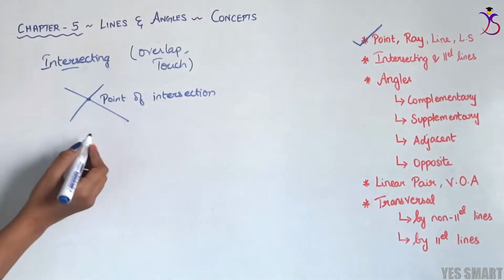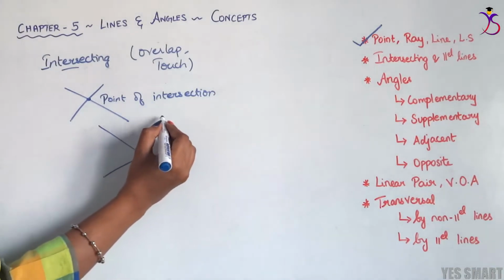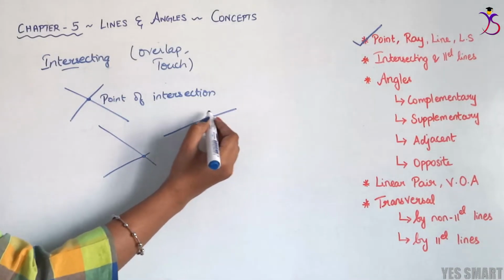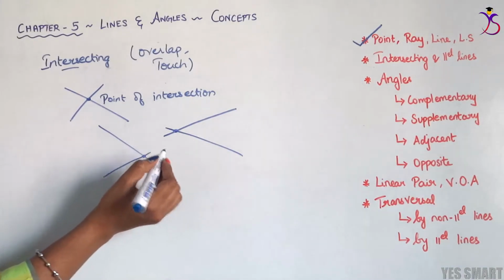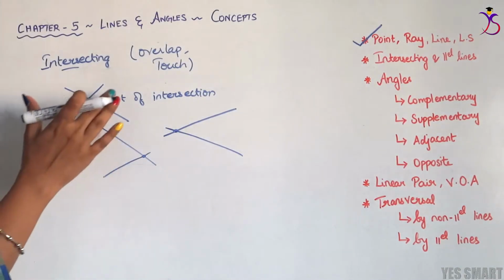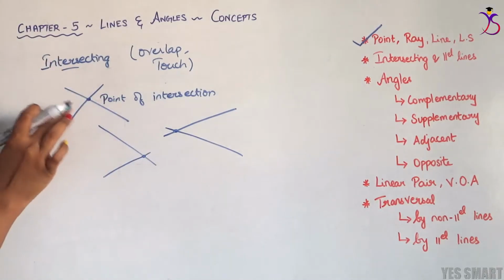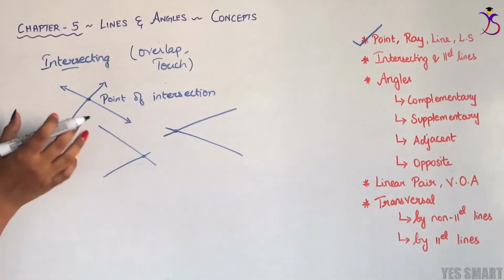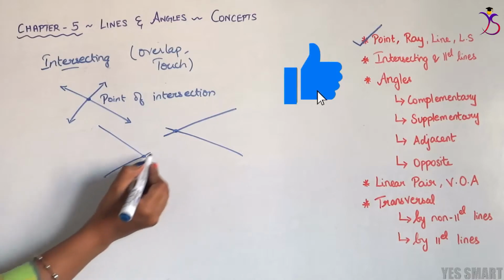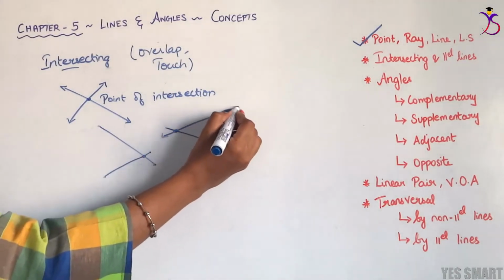The intersecting lines can be in any direction or of any size. It can be like this or it can be like this. It can be in any form. The only condition is that it overlaps the previous line, it touches the previous line. Both lines meet each other at a point. They both touch at a point. It can be a line or a line segment, anything else.